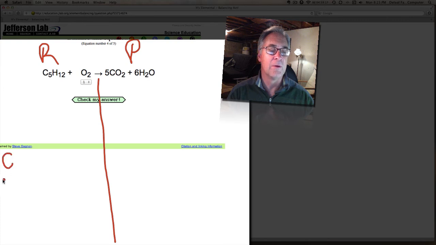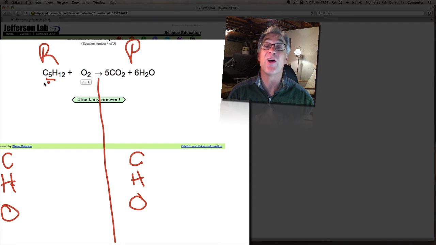I have carbon, I have hydrogen, I have oxygen. On this side, I have the same thing: carbon, hydrogen, and oxygen. So we have to keep track of all of these. Over here on this side, again, we have a subscript, so that's only talking about the carbon element. So we have 5 over there. Again, this is 12 hydrogens, because it's a subscript talking about just the hydrogen. So the hydrogen is 12. And the oxygen, we have 2 right here. That means we have 2.